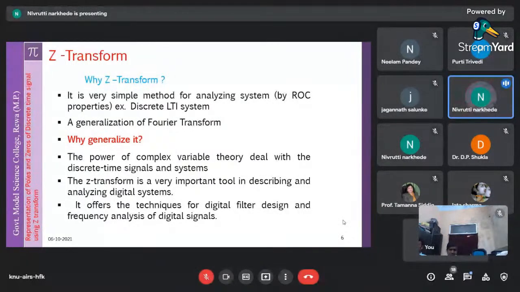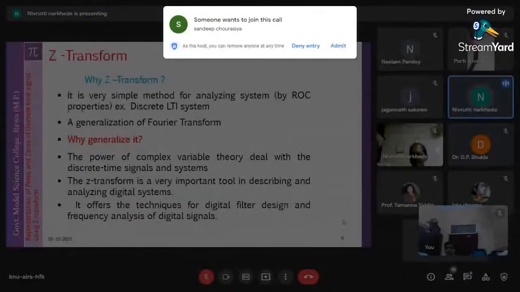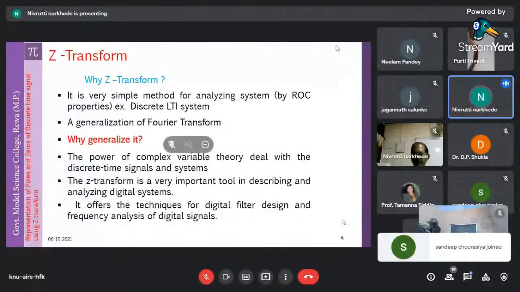The power of complex variable theory deals with discrete time signals and systems. So when we talk about discrete time signals, the Fourier transform cannot help us. Yes, somewhere we can use the discrete Fourier transform also. But for a discrete time signal, the Z transform, which is a digital version of the Laplace transform, is very easy to handle, and that's why we apply the Z transform technique here. So it offers techniques for digital filter design and frequency analysis of signals.